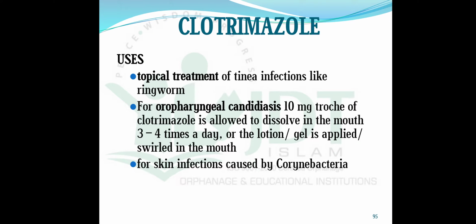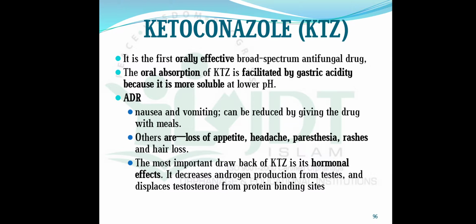Now coming to the first drug of the azoles, clotrimazole, which is available in different forms in the market like solutions, creams, ointments and lotions. It is mainly applied topically for the treatment of tinea infections like ringworm, for oropharyngeal candidiasis, and for skin infections caused by corynebacteria. So these are the uses of clotrimazole. Now the second drug is ketoconazole.